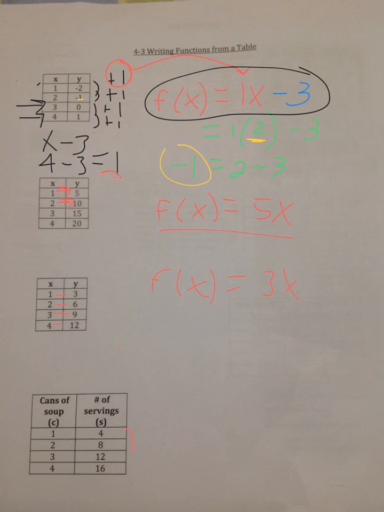Down here we have plus 4. F of x equals 4x. These 4's are the same, this 4 and this 4. Again, 1 times 4 is 4, 2 times 4 is 8, 3 times 4 is 12, 4 times 4 is 16.